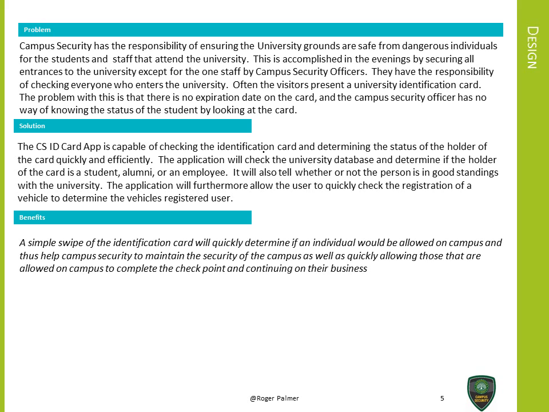Problem: securing the campus. By checking ID cards, the campus security officer determines who should and who should not be allowed on campus. The problem is that those cards do not have an expiration date or an issue date. The security officer must search the database to determine if the ID card holder should be allowed on campus or not. Solution: the CS ID card app. The benefit of using this app: it quickly identifies the card holder and determines whether or not they're allowed on campus.